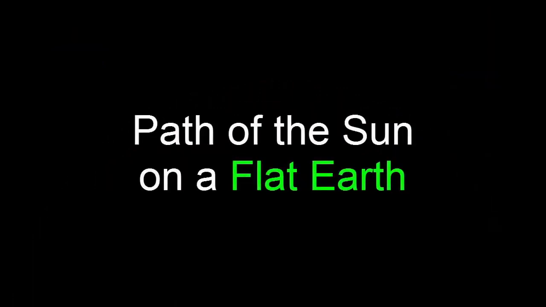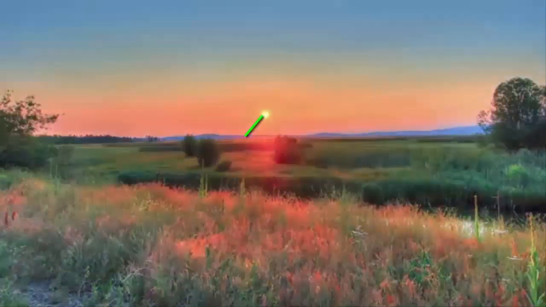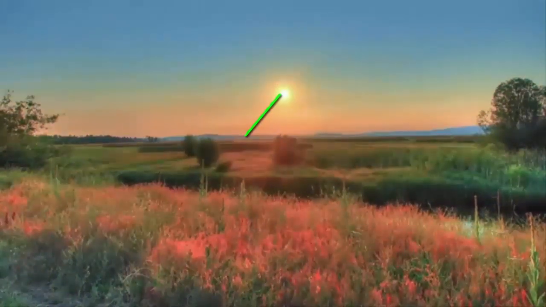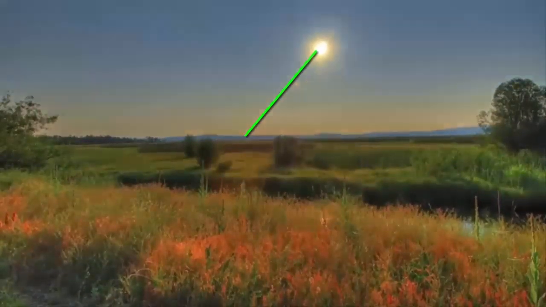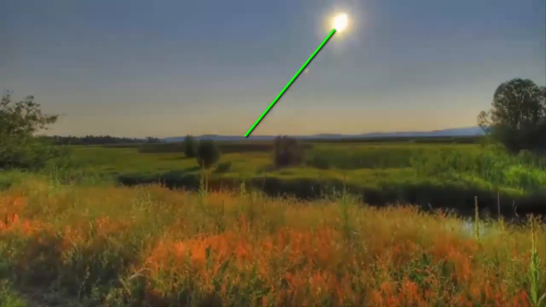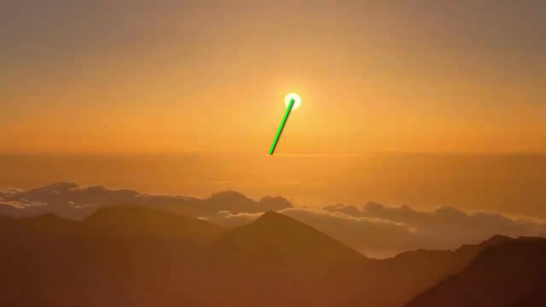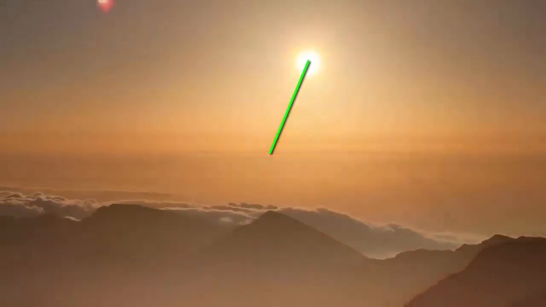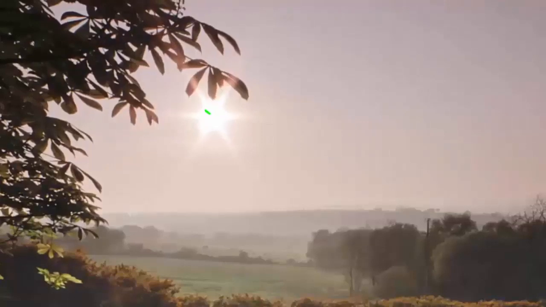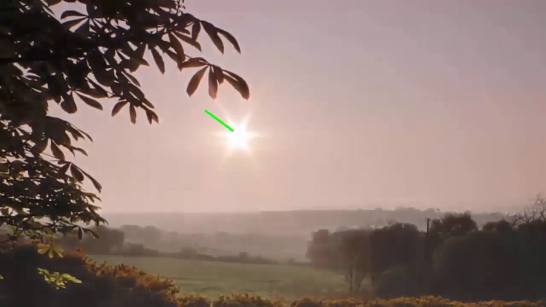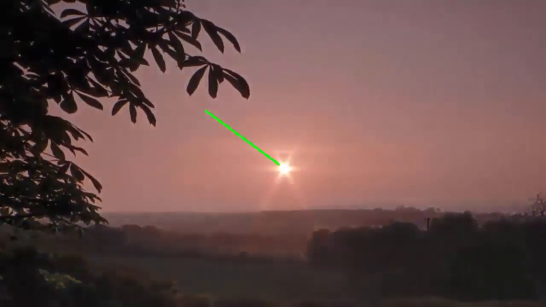Here's a couple of sunrises, and you can see I've got a line on it, and it ascribes a straight line. Right, here's another one. It describes a straight line. All right, let's look at a couple of sunsets. Also ascribes a straight line, and that's exactly what we'd expect to see on a flat Earth.